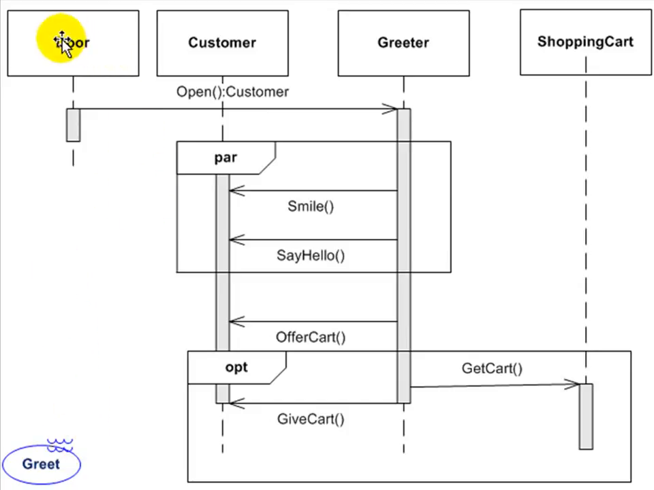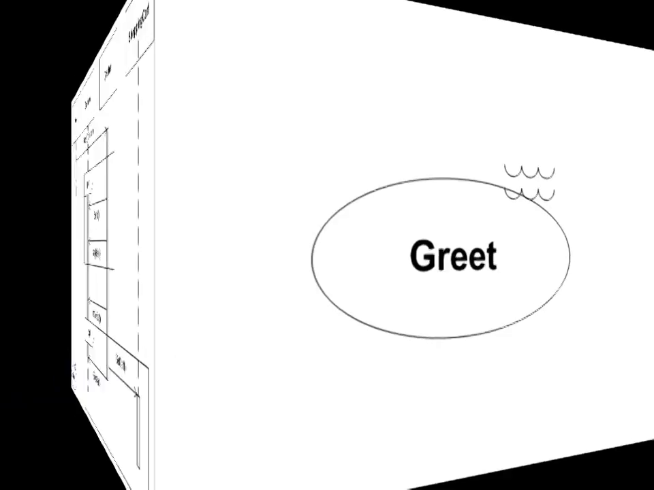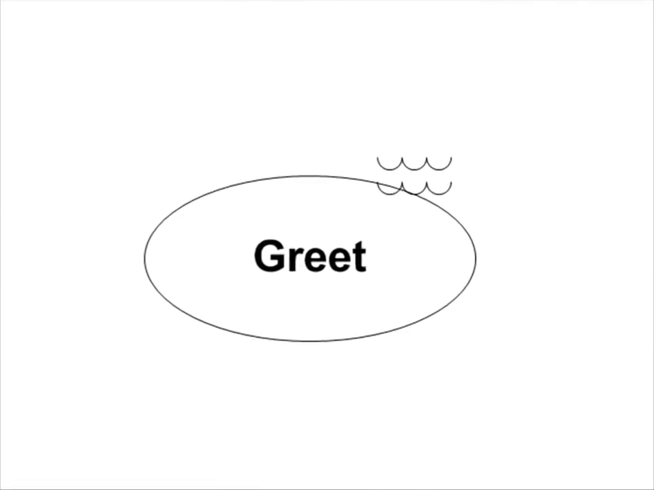Now that we've defined our classes, here they are along the top. And the way that you read a sequence diagram is from the left side to the right side. You start at the top and you move your way down. So the door opens and a customer comes in. The greeter, in parallel, smiles and says hello to the customer. The next step, the greeter offers a cart, and then optionally the greeter might get a cart and give a cart to the customer. So you can see time flows downward through the diagram. And that's how you elaborate on a single C-level use case.